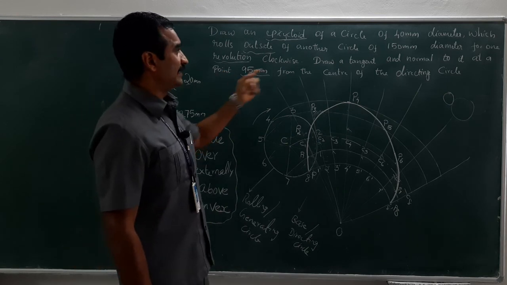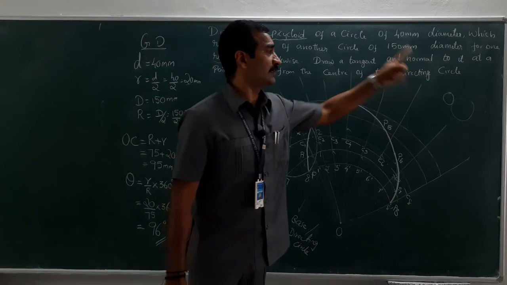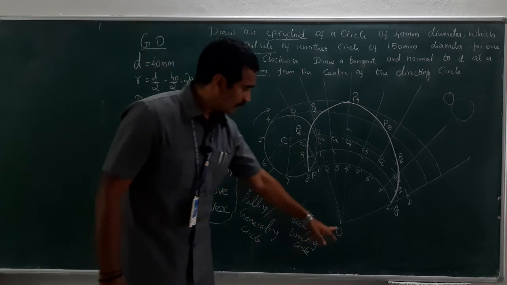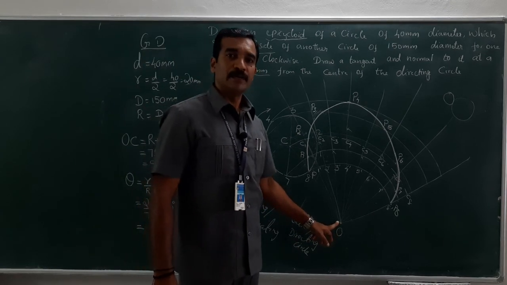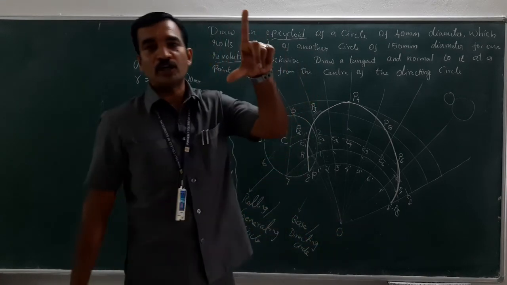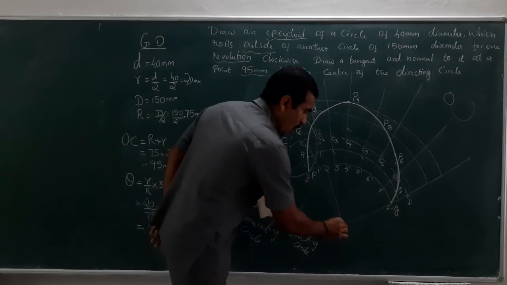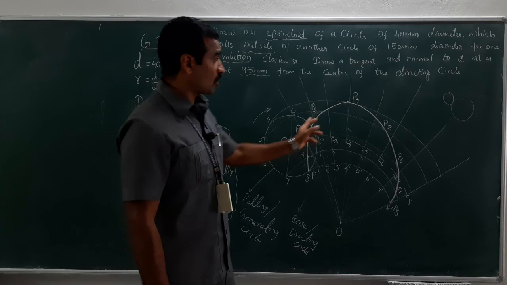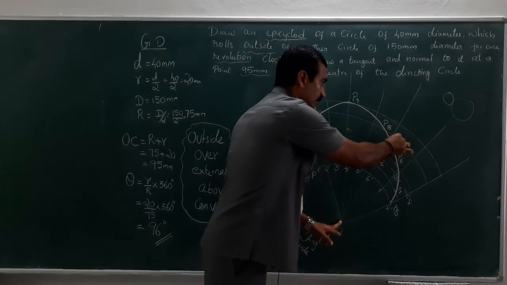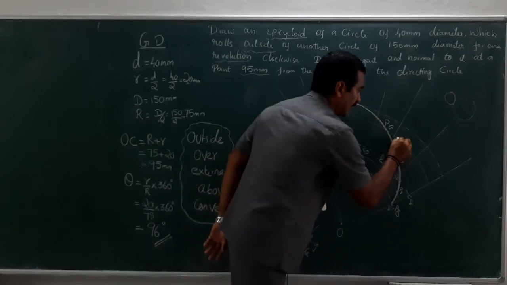I will have to draw the tangent and normal at a point 95 mm from the center of the directing circle. Where is the center of the directing circle, or the center of the base circle? O is the center of the directing circle or base circle, isn't it? Right. So now take 95 mm in your compass. O as center, cut an arc on the profile, that is on the curve. It intersects somewhere here. Let me take this point as 1.